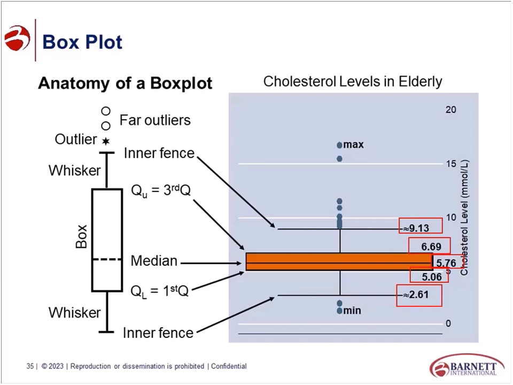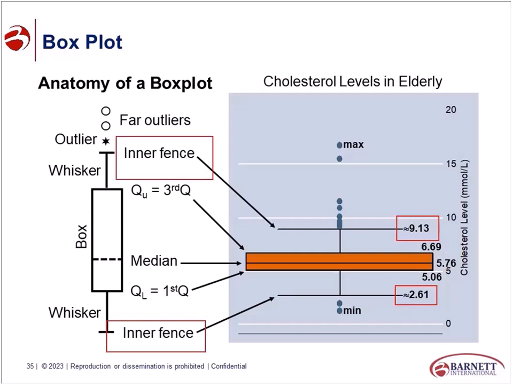So we know that the median is 5.76. That's 50% of the observations lie above and below that number. And of course, we have the two quartiles, the first and the third. And then these are very special numbers, something called inner fences. What inner fences represent is 99% of the observations. So 99% of all your observations lie between the inner fences. Okay, so 99% of all the observations lie in that space.